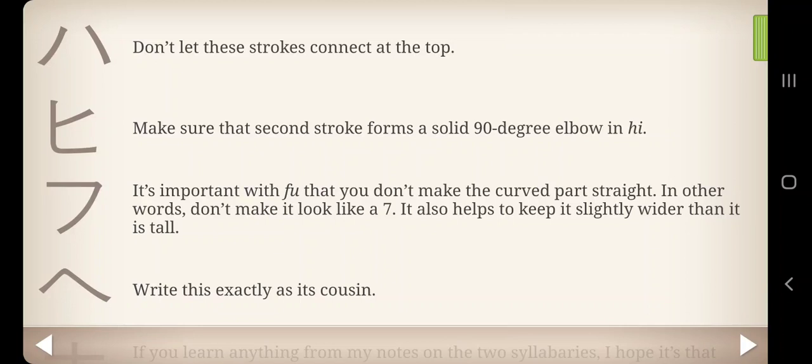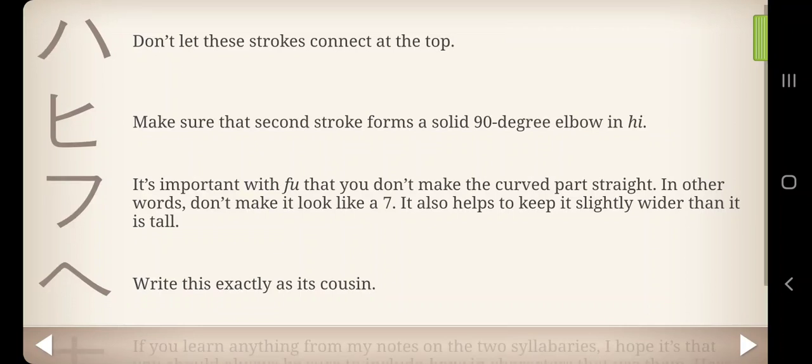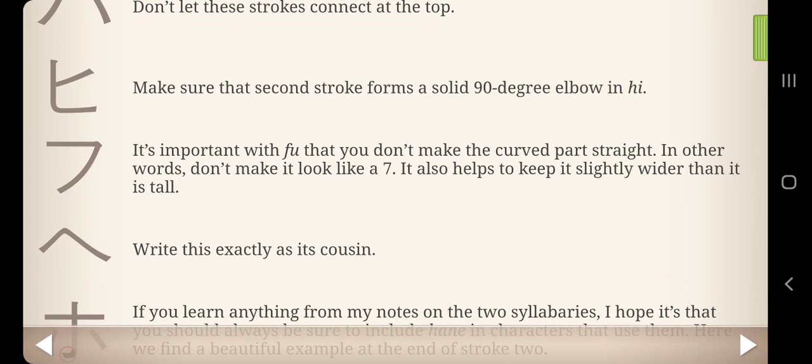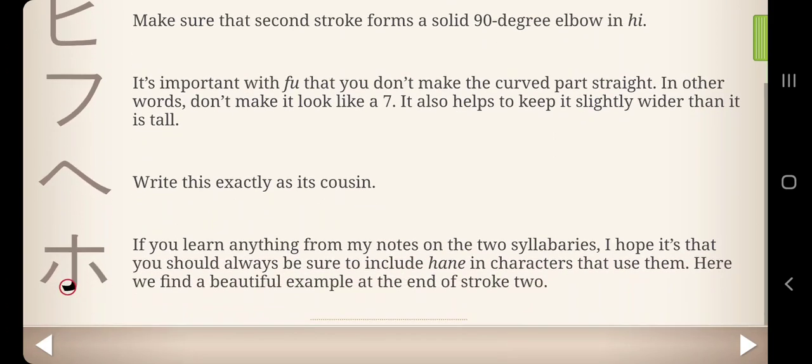Don't let these strokes connect at the top. Make sure the second stroke forms a solid 90-degree elbow in he. It's important with hu that we don't make the curved part straight. In other words, don't make it look like a 7. It also helps to keep it slightly wider than it is tall. Write this exactly as its cousin.